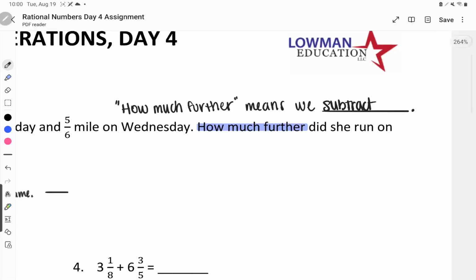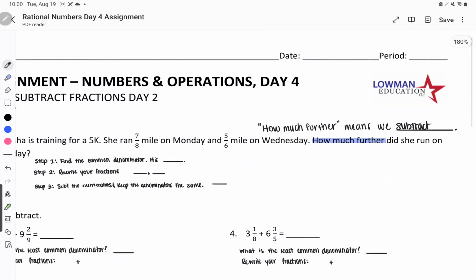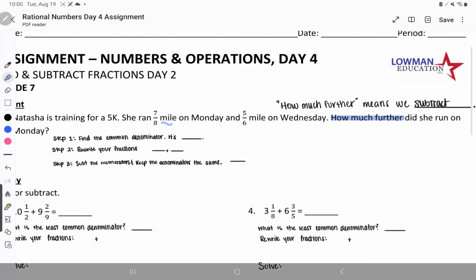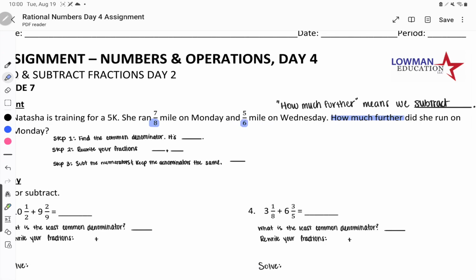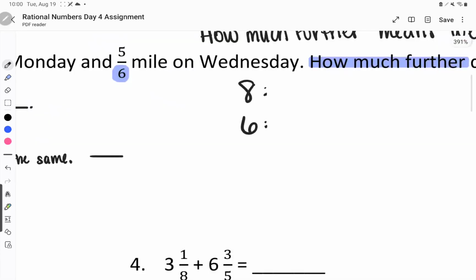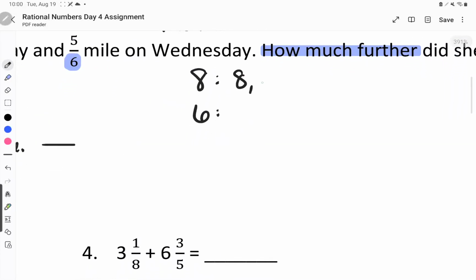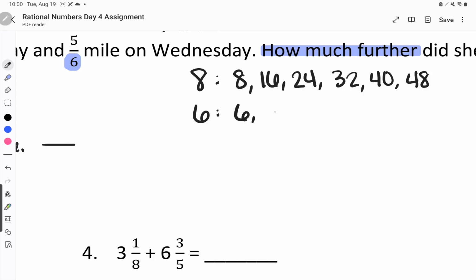Now, remember, when I add or subtract fractions, what do I have to have? A common denominator. So let's take a look at our two denominators, 8 and 6, and see what the common denominator between the two of them is. For 8, we have 8, 16, 24, 32, 40, 48. For 6, we have 6, 12, 18, 24. And I'm going to stop right there because I see 24 here, and I see 24 here.